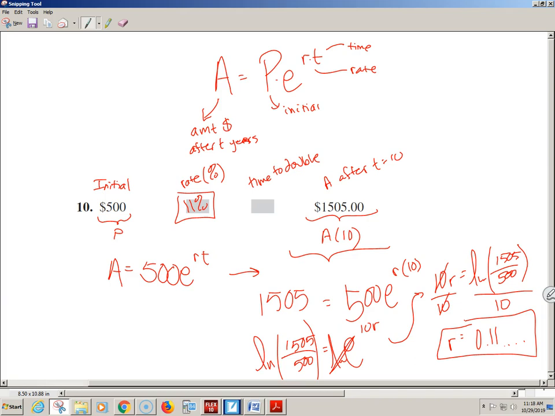My money's doubling. I'm trying to find t equals... sorry, this was r equals, right? This was rate. This is time. Find the time to double. I want my money to double. Maybe make yourself a note. If my money doubles, then, well, I had 1505. So if my money's doubled, what do I have now?